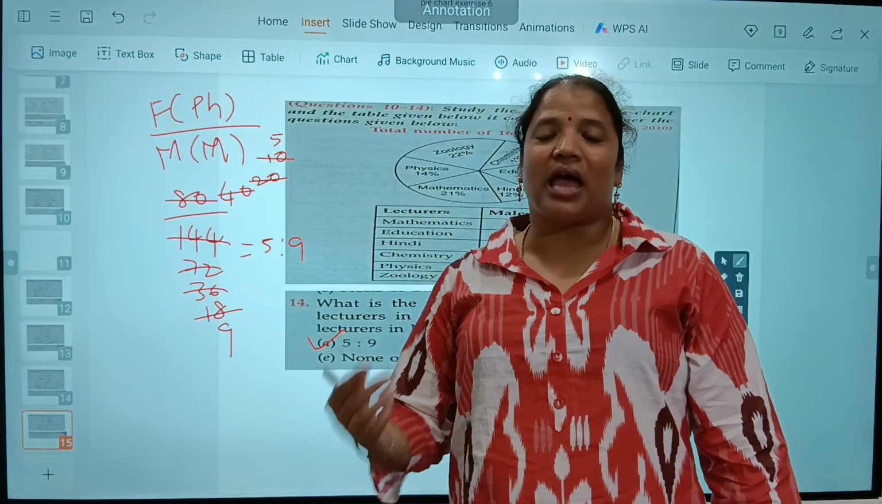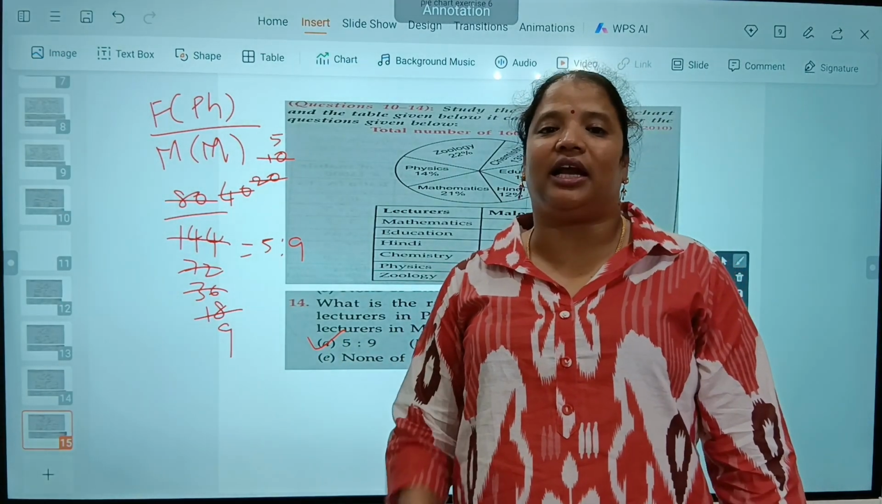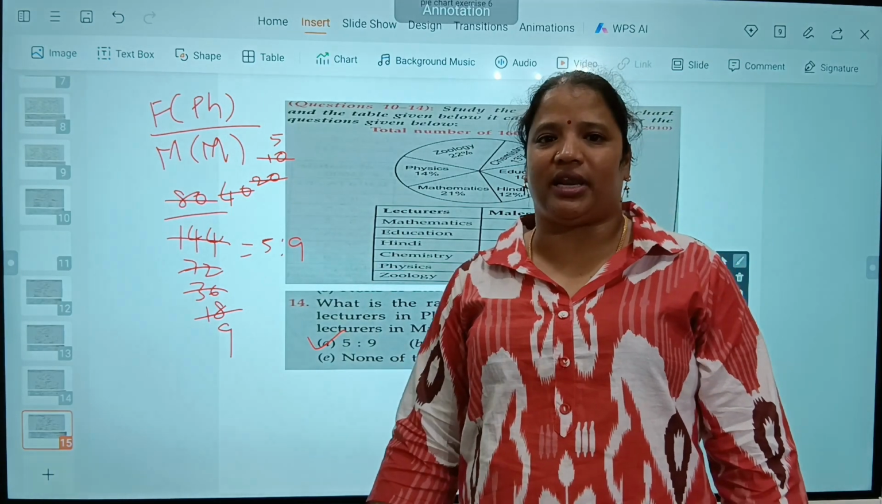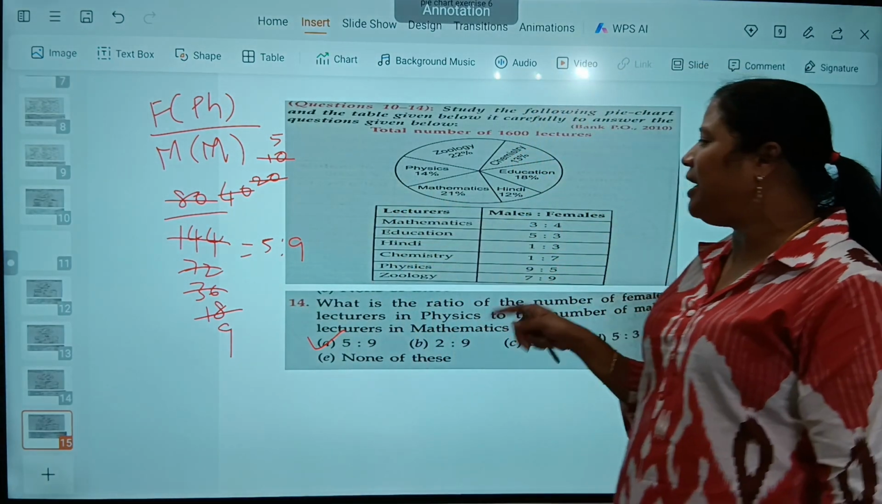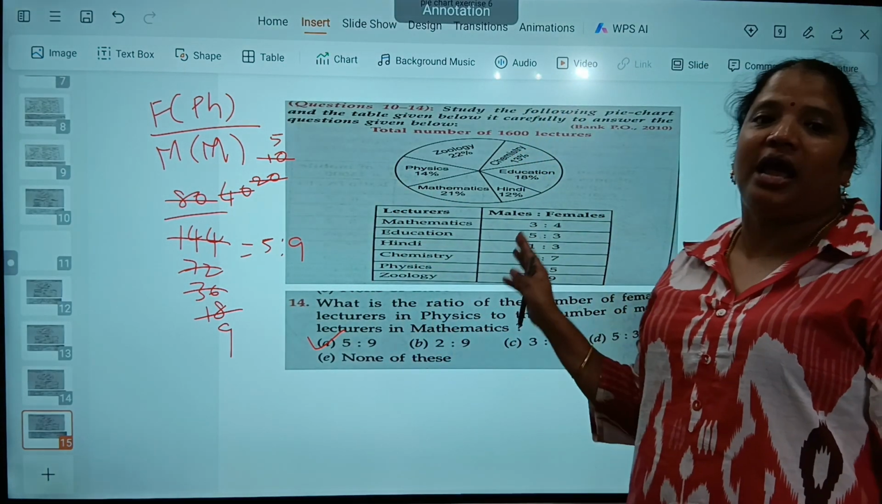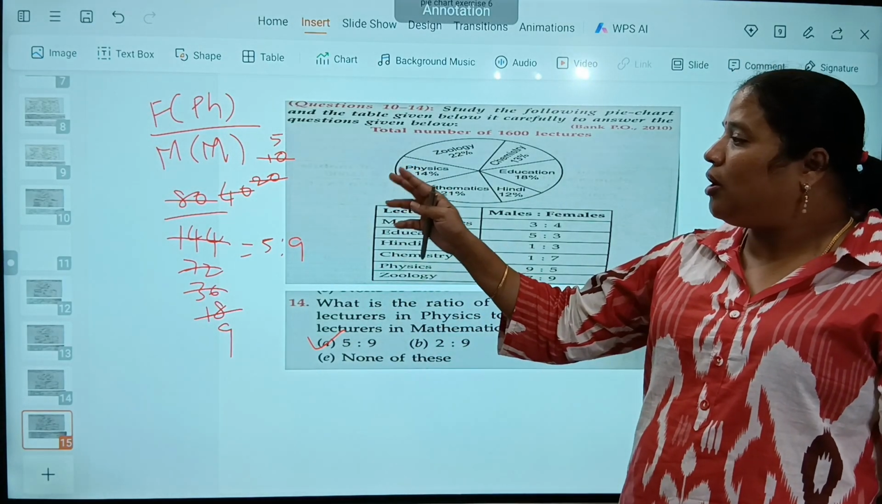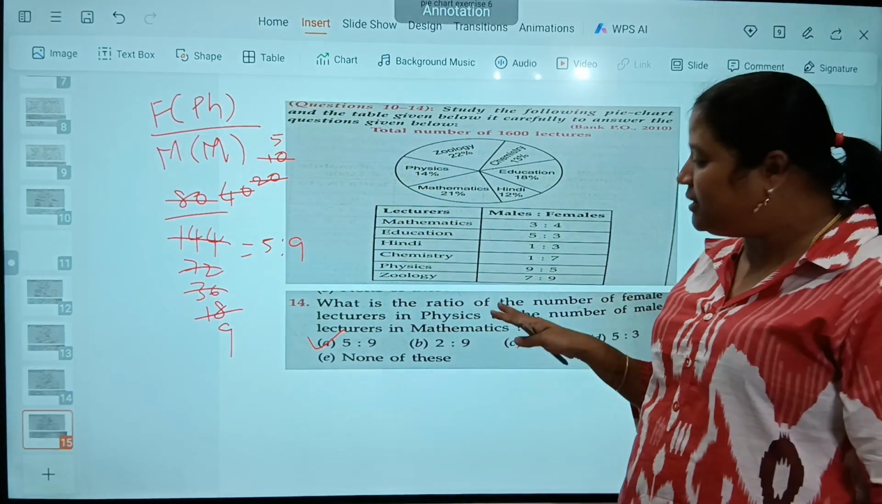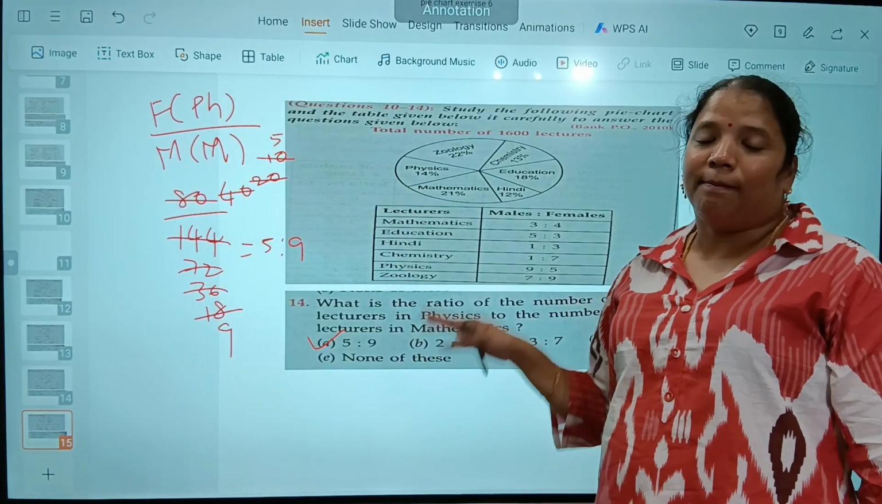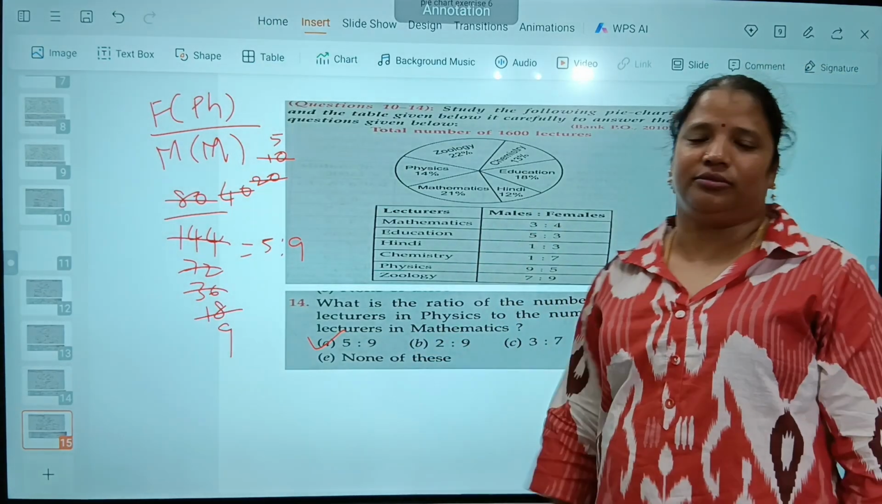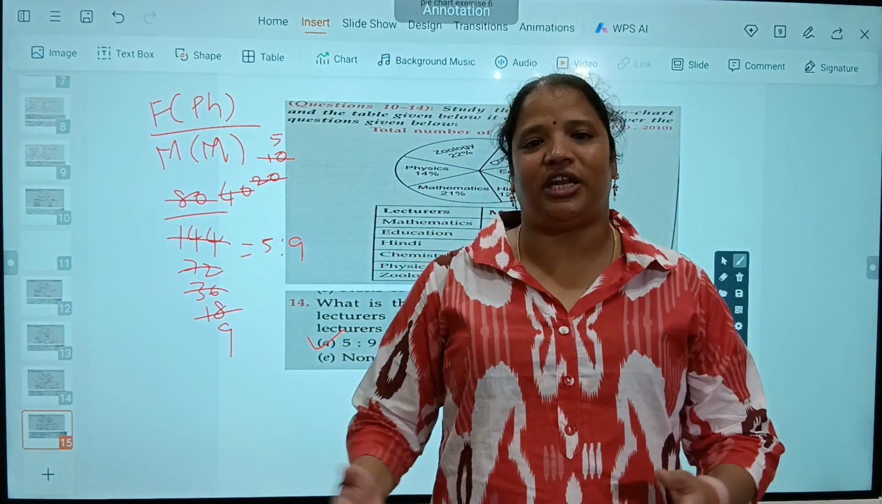If you have clarity and you can calculate fast, then graphs will be very easy. You just have to analyze what is given in the question and, based on that, calculate the values. Depending on the values we can easily solve the questions. But more practice is needed. So this is today's session on pie charts, friends.